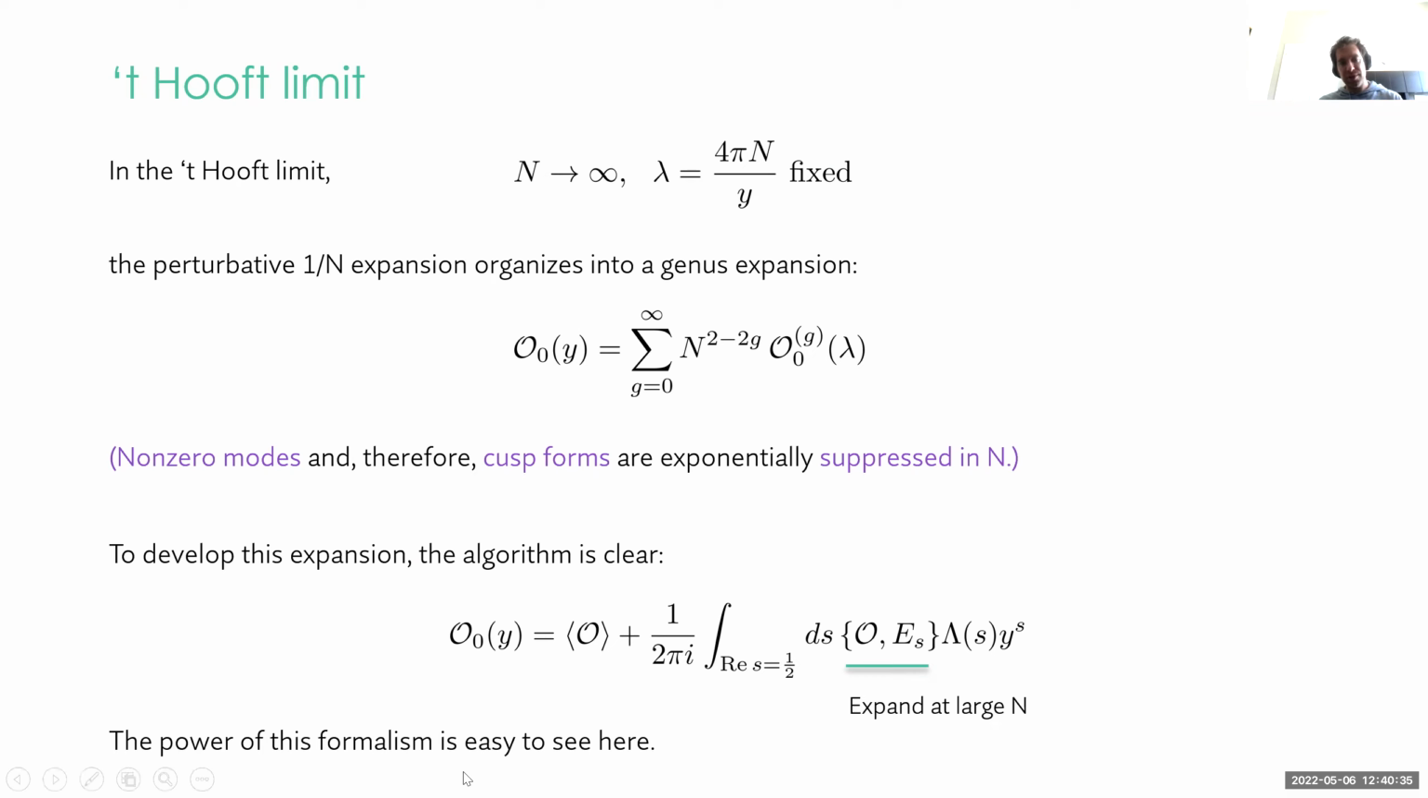The algorithm is clear to do so. We again take the zero mode expression in general. You replace y by n and lambda using this. And then you need to understand how the overlap behaves at large N. Now, there's a simple scaling argument that tells you this, in fact. And it leads to the following expression, which is somewhat schematic.